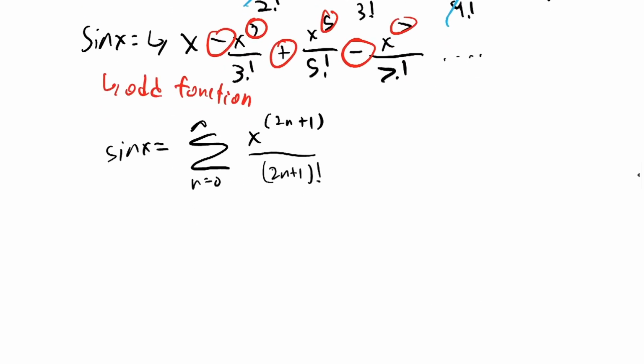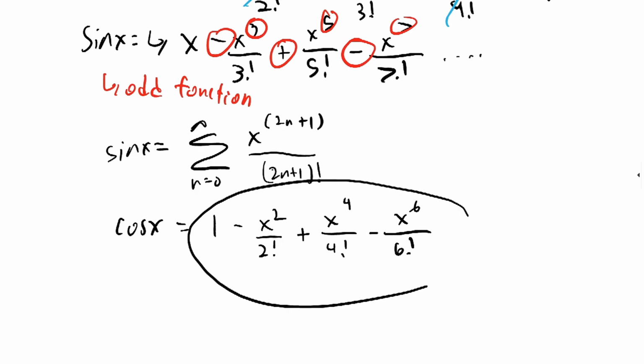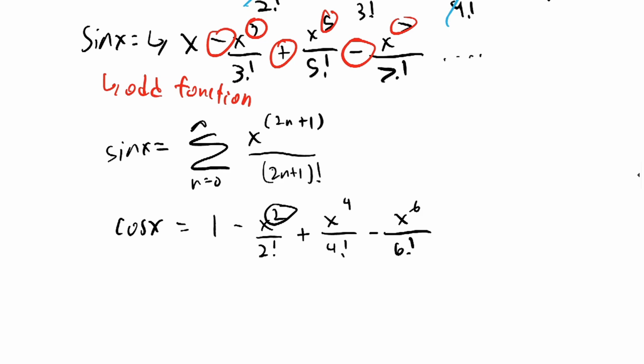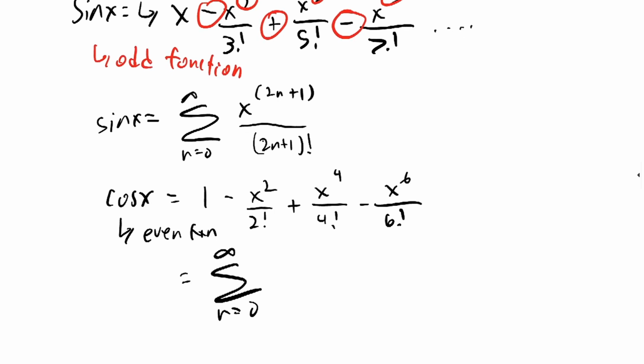And guess what? We're not going to derive it, but cosine is going to look like this. And this is insane, right? Because it's still alternating, but the powers are now even, and cosine is an even function. And in fact, its Taylor series can be represented as the infinite sum of x to the 2n over 2n, all of that factorial. So there you have it.